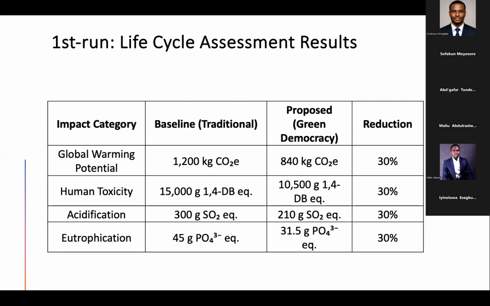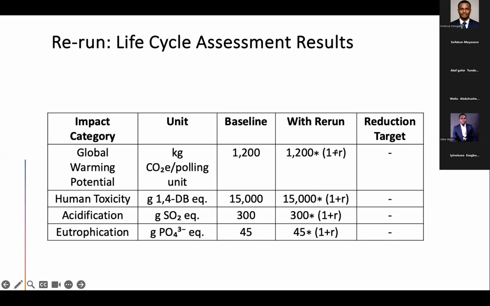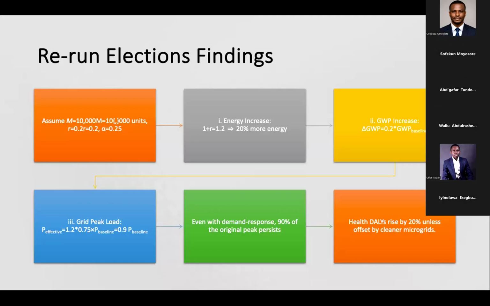So in terms of the first run elections, you could see that in terms of the global warming potentials, there is a 30% reduction across each of the categories. When there is also a rerun, this factor comes in, which is the 20% impact across all of those categories. So if all of these things happen, the grid peak load would, by our mathematical computation, be 0.9 of the P baseline, which means that even with demand responsiveness, there will still be a peak of 90% and above, which results in about 20% higher impact in the health category, except the grid is run with microgrids.